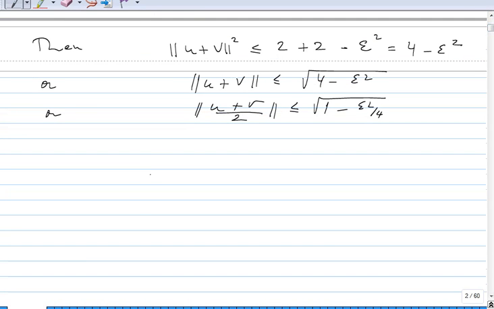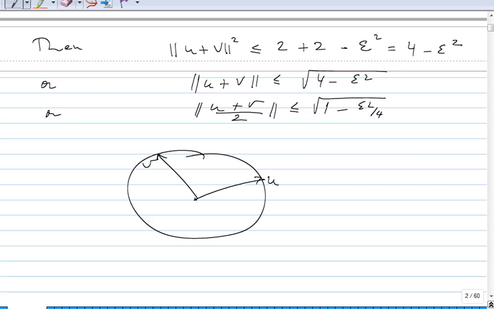So what does it mean? It means that if you take the unit ball and you take u, v, and you take the middle one, u plus v over 2, then this middle point is inside the ball. But how far you are from the sphere is measured, let's say, by delta of epsilon. And that delta of epsilon can be measured.